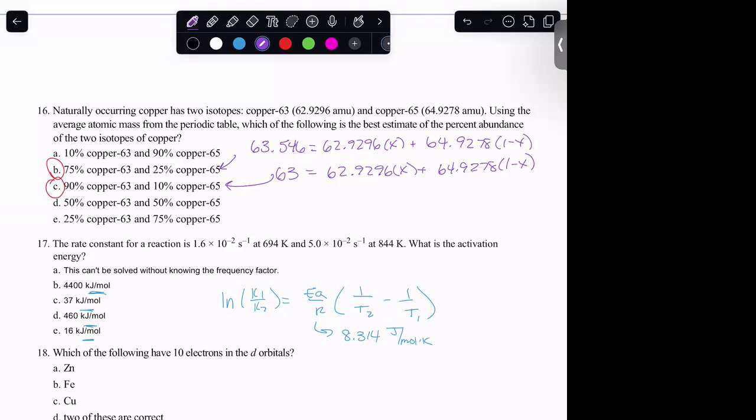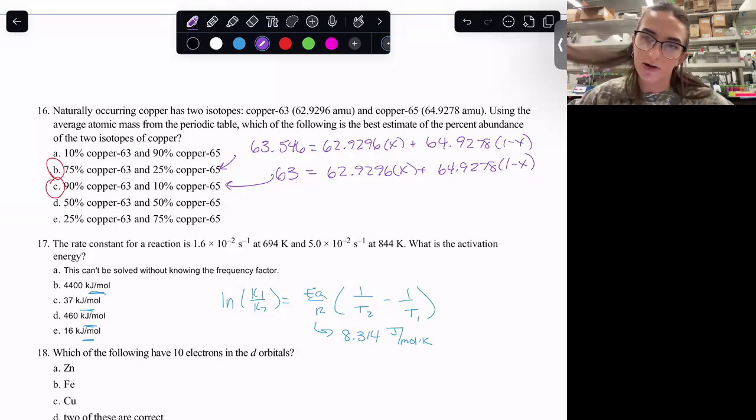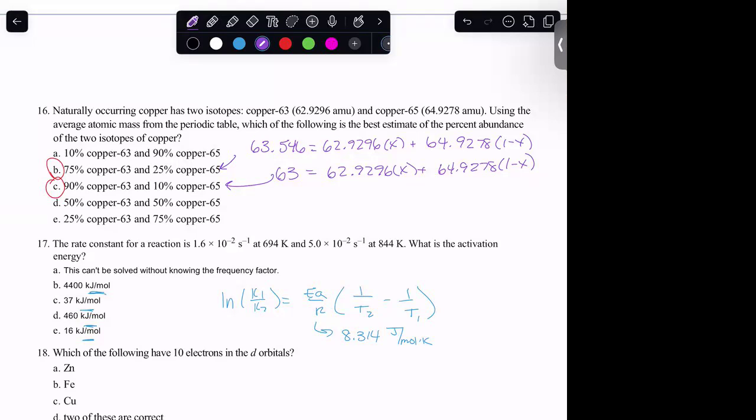So on the actual exam, if we do work it out, we should get the same number. On the actual exam, I would look at your periodic table.